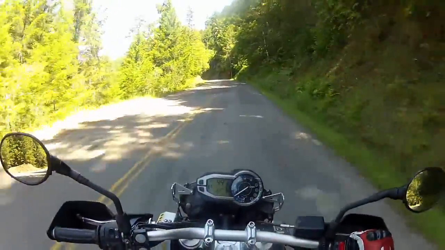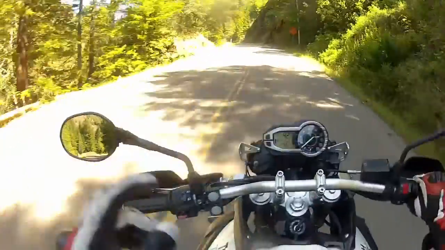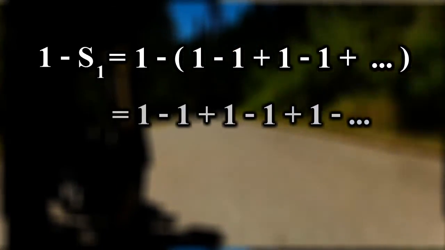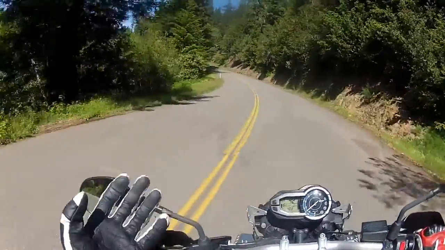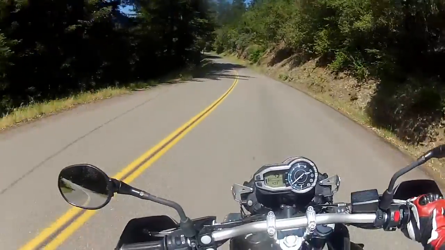So, let's make an equation, because we math guys love equations. We'll start on the left-hand side, right? We're going to have 1 minus S1. So what does that equal? That equals 1 minus parentheses 1 minus 1 plus 1 minus 1 plus 1, etc., etc., etc., in parentheses. Super. Now let's distribute that negative across the parentheses. So we've got now 1 minus 1 plus 1 minus 1 plus 1. Does that look familiar? That's right. That's the series we're after. S1. Right? So we now find that 1 minus S1 is equal to S1.